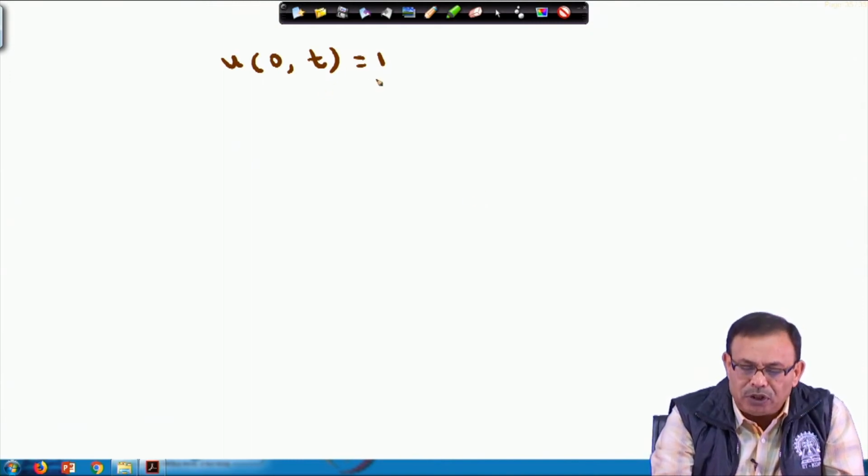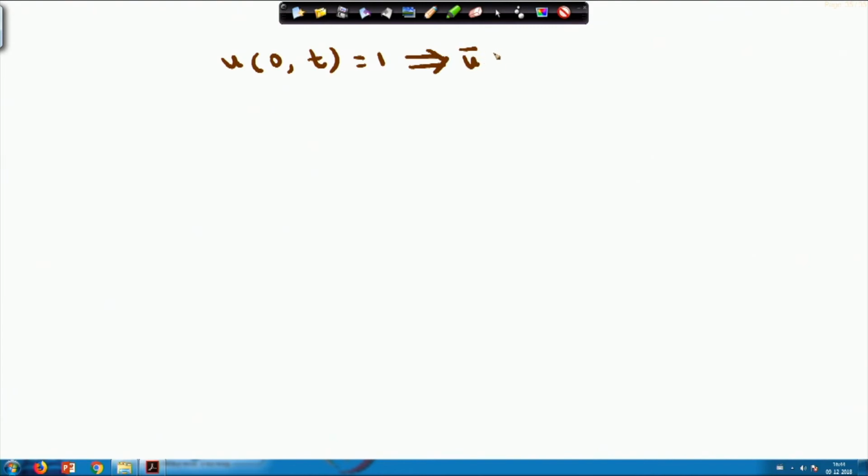So, u(0, t) equals 1. If I take the Laplace transform on both sides of the given condition, then I will obtain u bar(0, s) equals the Laplace transform of 1, that is equal to 1 by s. So, u bar(0, s) equals 1 by s, which we obtain from u(0, t) equals 1. And we have been given one more condition, that is u(1, t) is also equal to 1.